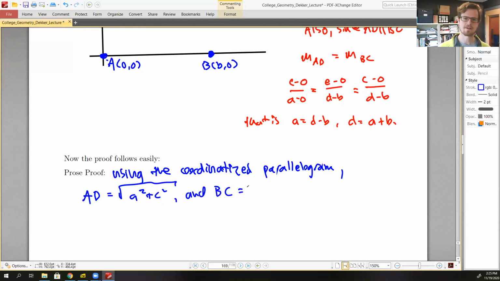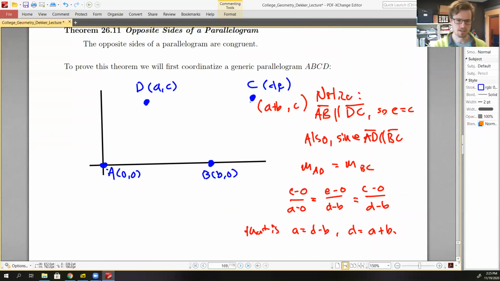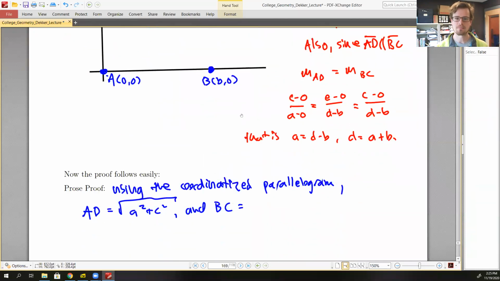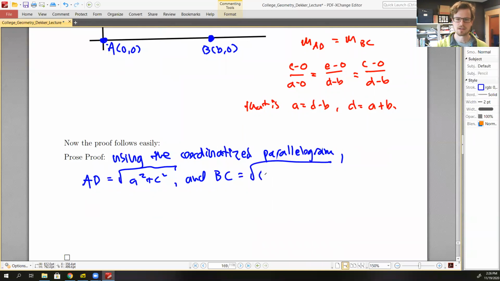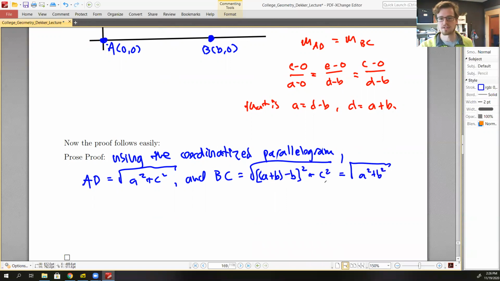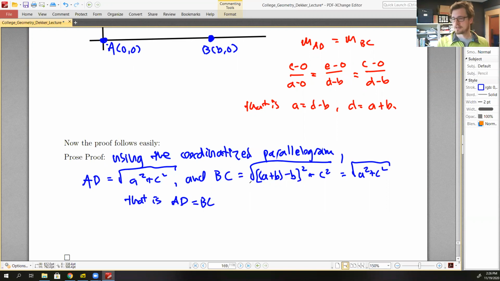And the distance from B to C, again, the change in run squared plus the change in height squared. So that's going to be A plus B minus B. So square root of A plus B minus B squared plus C squared. But of course, A plus B minus B is just A. So that's the square root of A squared plus C squared. And we see that AD and BC are equal to the same thing, telling us that AD and BC are equal, AKA they're congruent, right? Line segment AD and line segment BC are congruent.